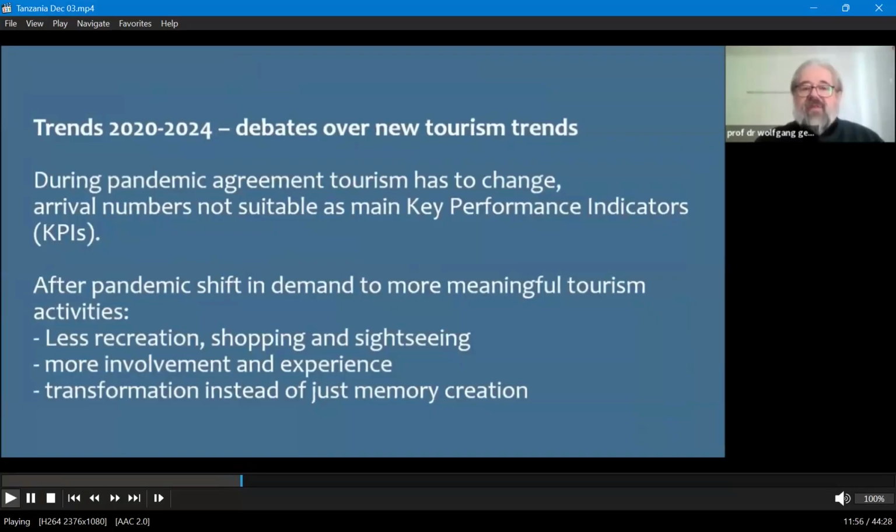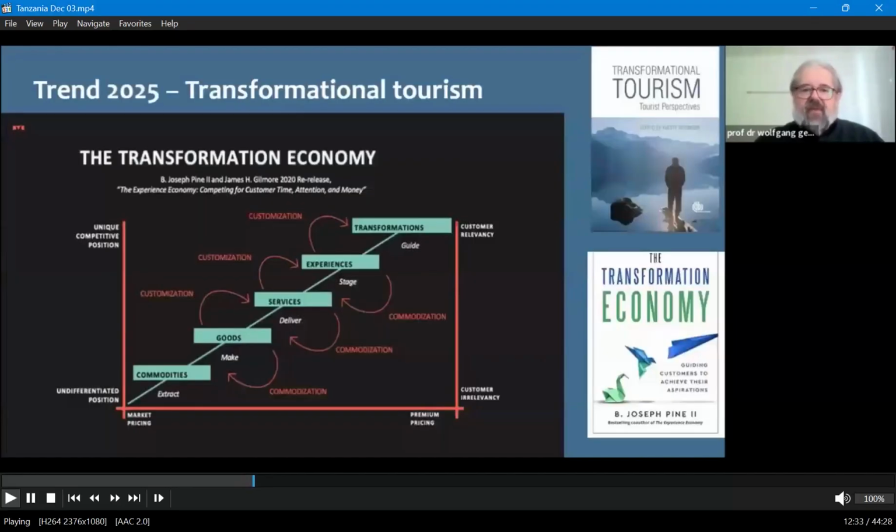We also saw, as one of the results of the pandemic, that demands are changing. People are less interested in recreation and shopping and sightseeing. They want more involvement and experience, and they actually want transformation instead of just memory creation. They want to get something out of the trip which will make them a fuller personality, with a better and more complex idea of what the world is and who they themselves are. This is called the transformation economy. You may remember the very famous book by Pine and Gilmore about the experience economy, and this has now been updated by Pine, talking about the transformation economy. This is where we are moving to.